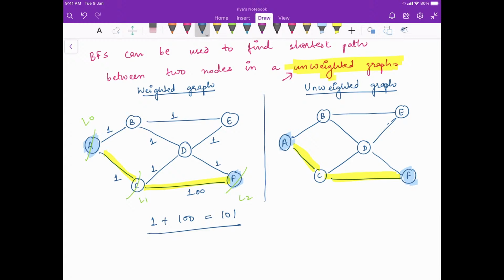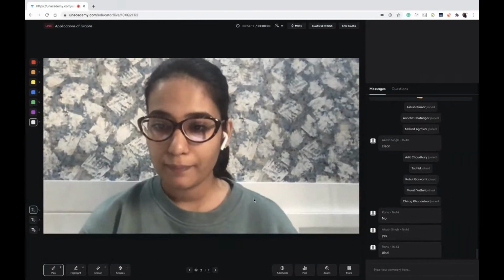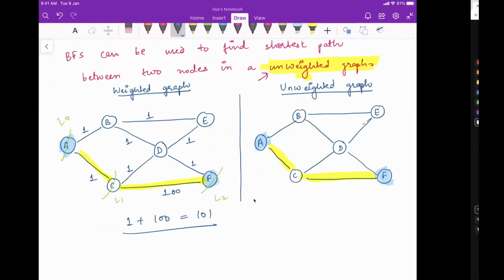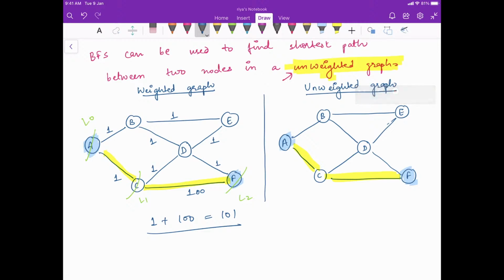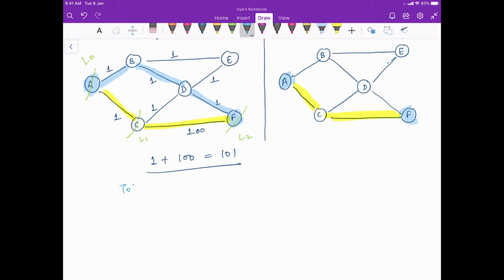But do you think it was the shortest path? Was it really the shortest path, or did I have a better way to move? What do you think? Was there any way in which I could have reached F at a cost which was actually less than 101? I could have very easily done that. There were multiple ways. I could have used this path. I could have gone to B, then to D, and then to F, right? And the total cost actually would have been 3.